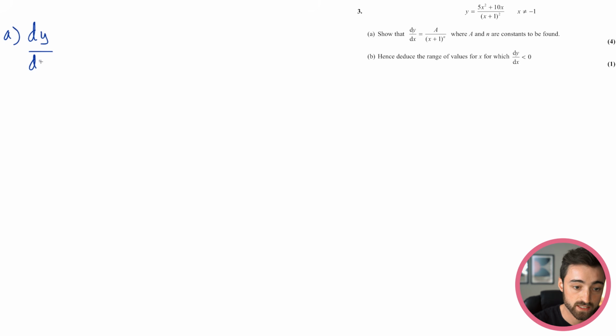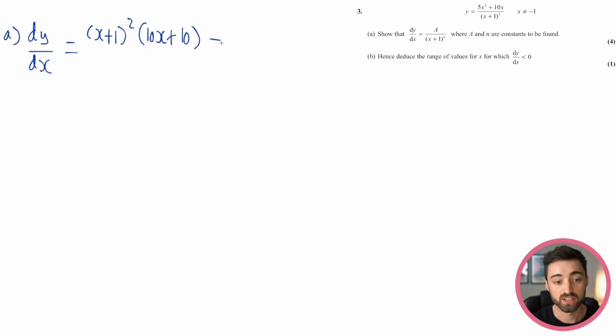The way I remember it is as follows. We're going to have dy by dx equals, and then we're going to write down the bottom. So that's going to be x plus 1 squared times by the derivative of the top. So that's going to be 10x plus 10. Minus, and then the other way around. So we are going to write down the top, so that's going to be 5x squared plus 10x times by the derivative of the bottom.